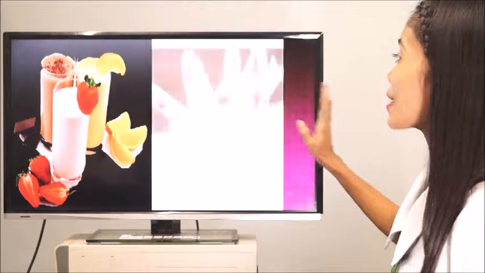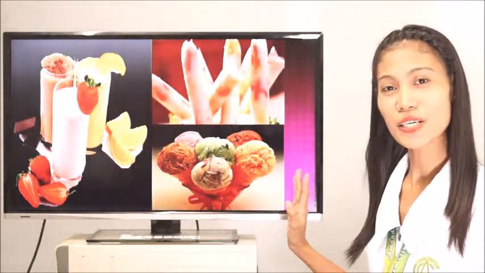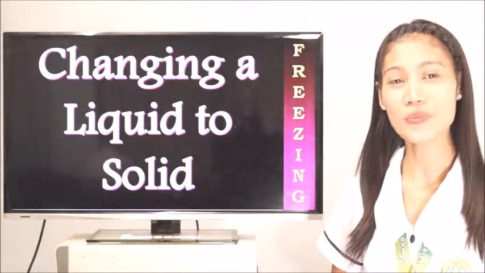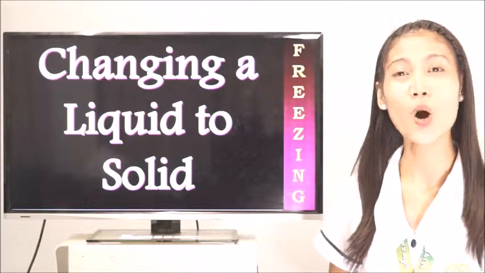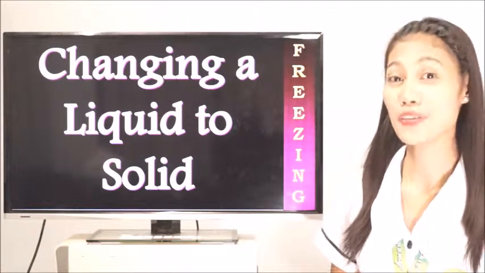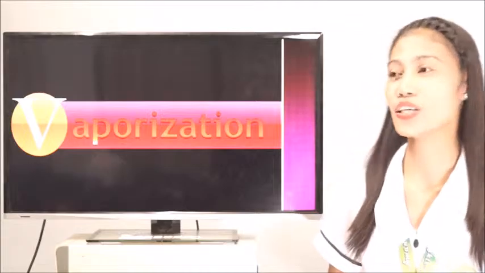Next process is freezing. Your favorite shape can be made into an ice candy or even an ice cream. Basically, freezing is the process of changing a liquid into solid state, or simply, it is just the reverse of melting. Another process is vaporization.